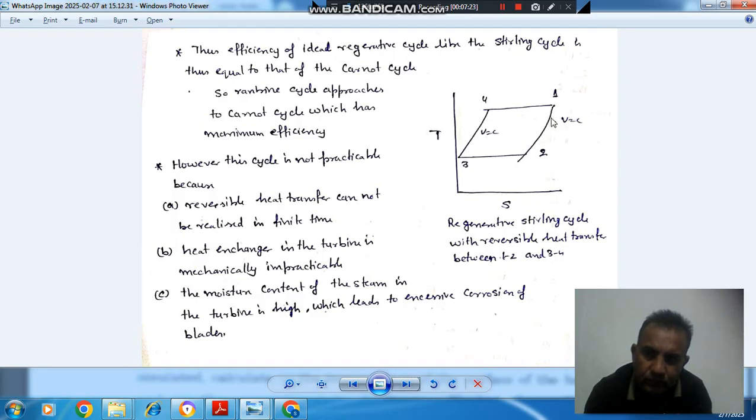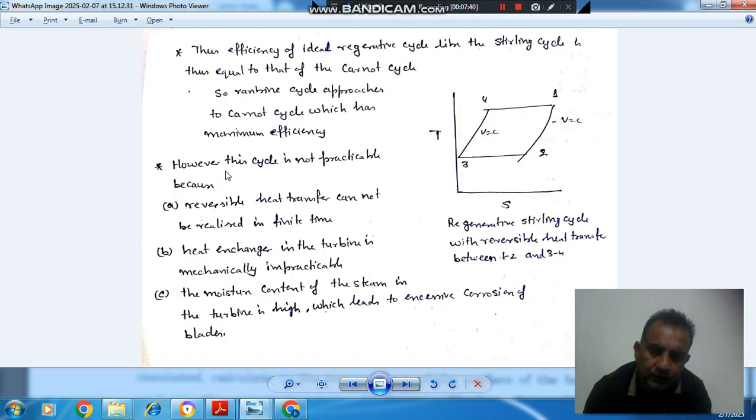In the Stirling cycle also, the regenerative cycle, the heat rejected during 1 2 is applied to 3 4, and this is your constant temperature. So these are almost the same: the principle of regeneration in a steam power plant is the regenerative Stirling cycle.